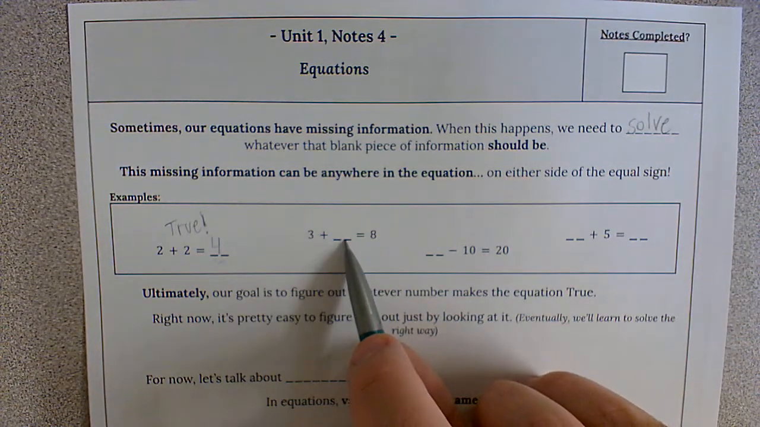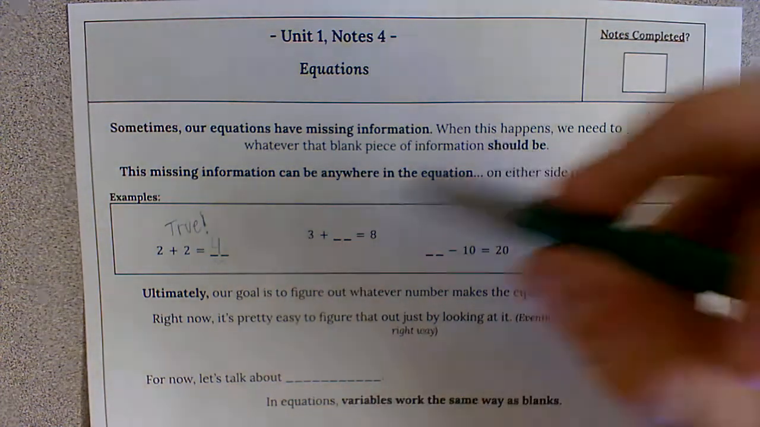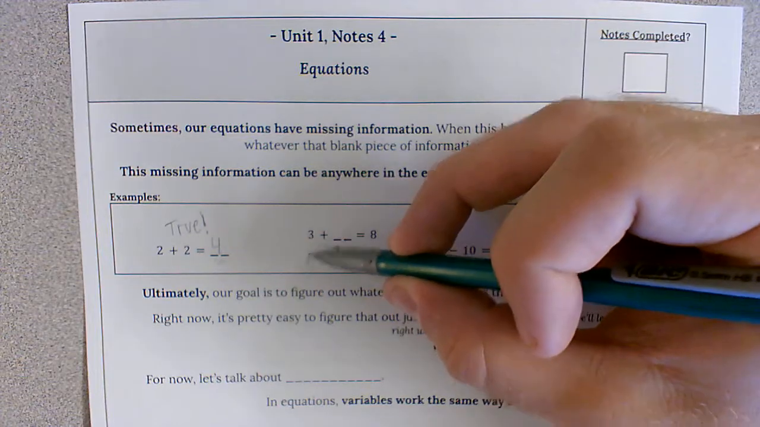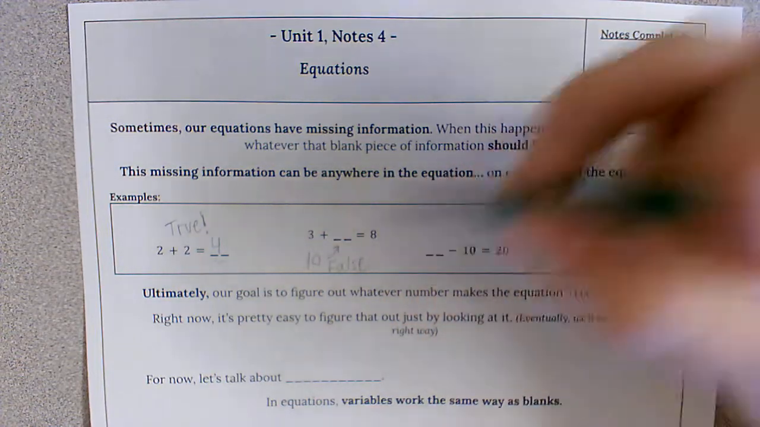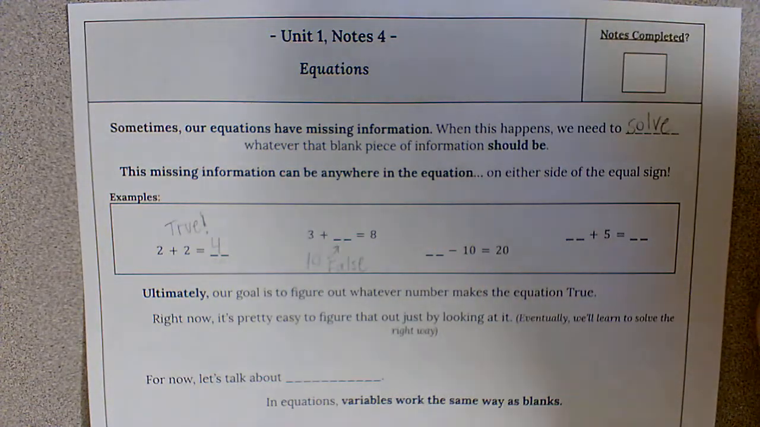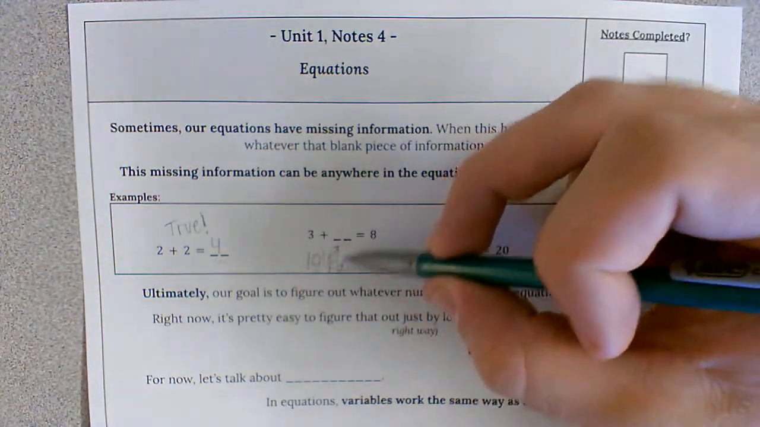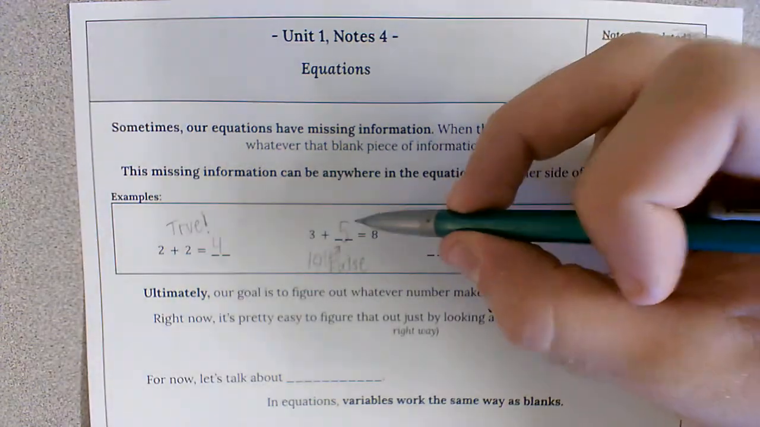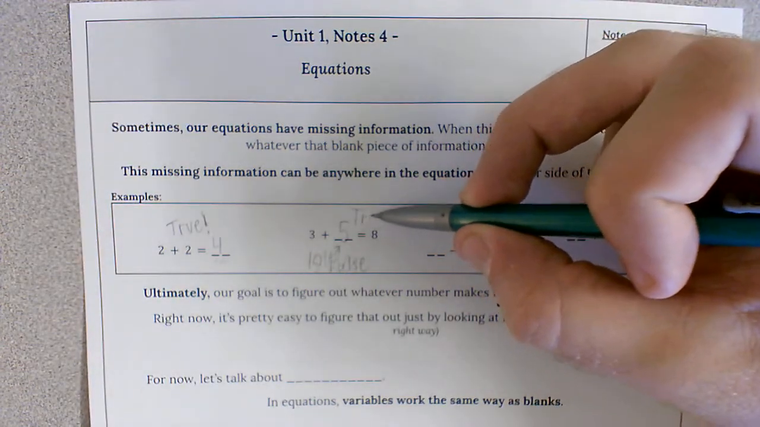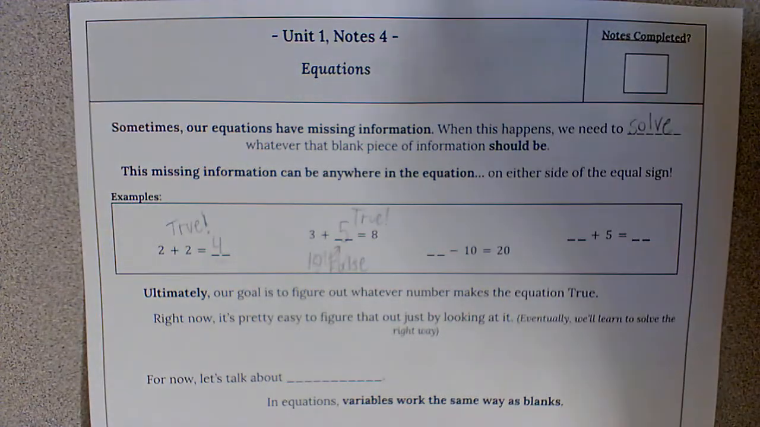Same thing here. We could put in whatever we wanted here, so if we plugged in 10, this would be false. We only want a true equation. So, instead, we're going to go ahead and put in 5, because 3 plus 5 gives us 8. This makes our equation true. Truth is what we're looking for. That's what matters.